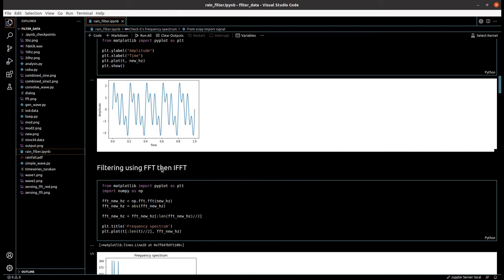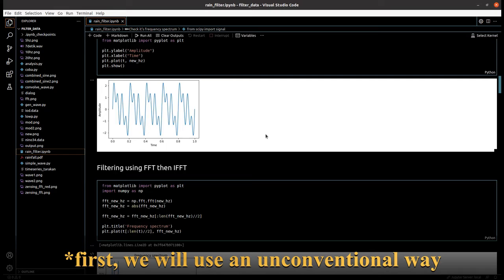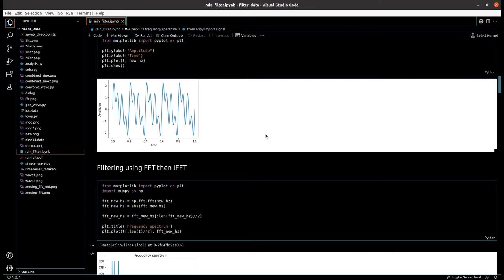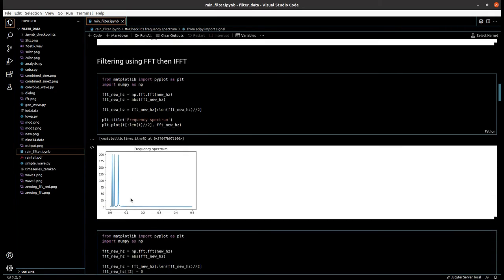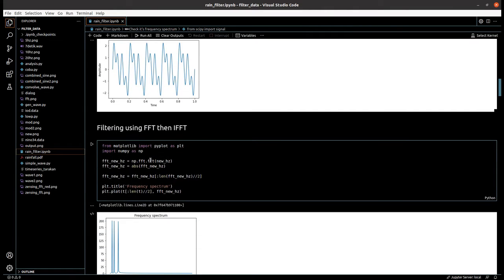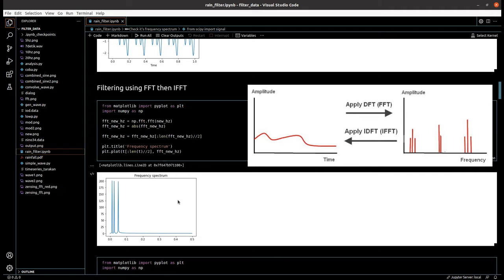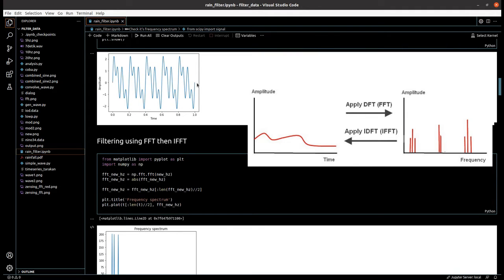First we will use FFT to filter this wave. If you have ever learned about FFT, you must know that you can transform this time spectrum wave to the frequency spectrum wave like this, and you can transform it back from the frequency spectrum to the time spectrum using inverse FFT.